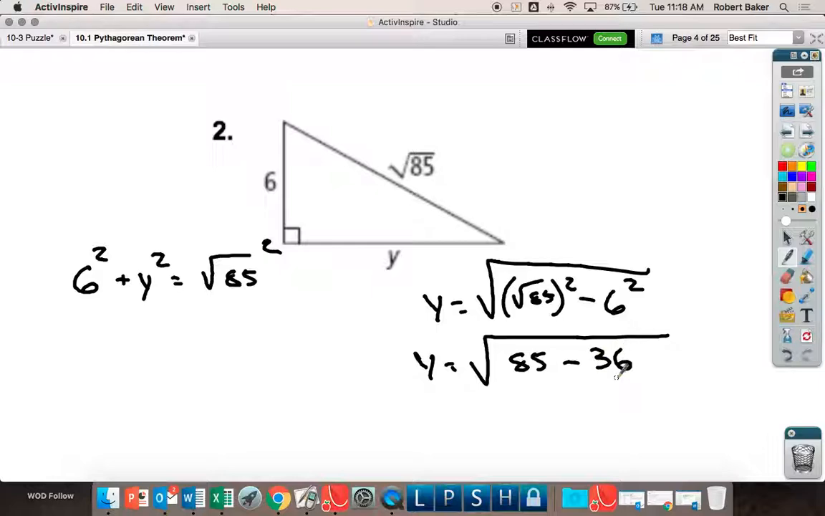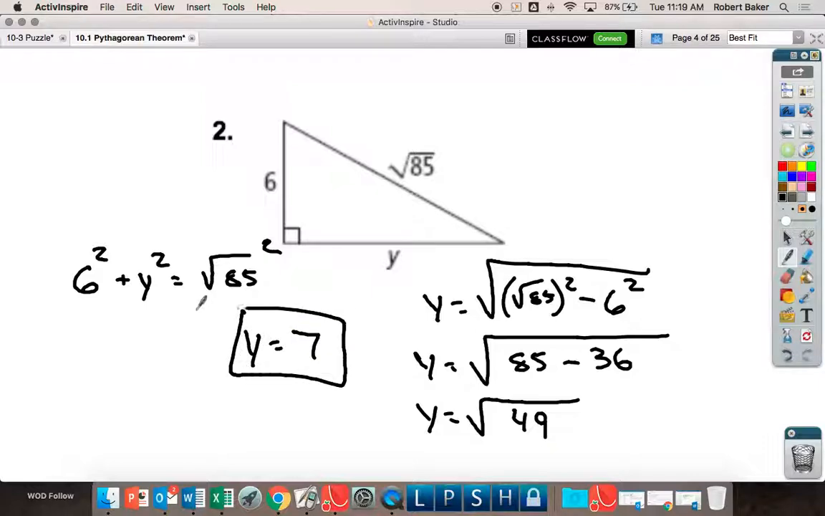Compute mathematics, 85 minus 36. 49? For sure? Yes. Perfect, I trust your calculator. And now we have to simplify the radical. What is the square root of 49? 7. Done. It's a nice whole number.